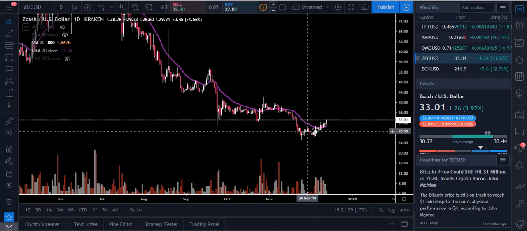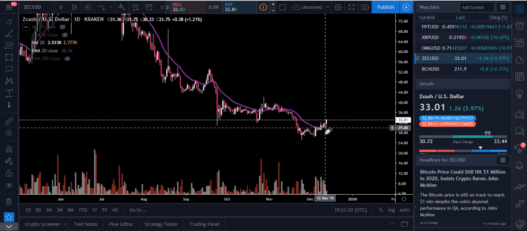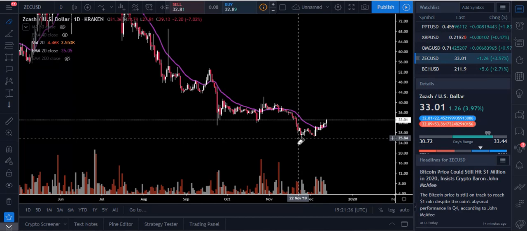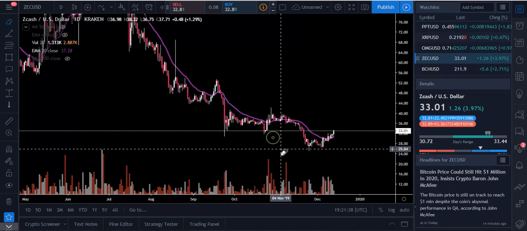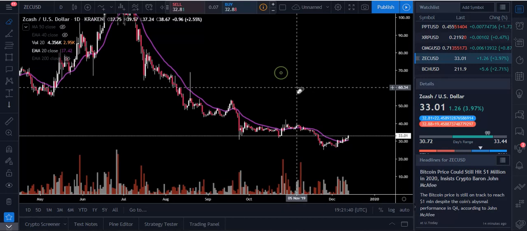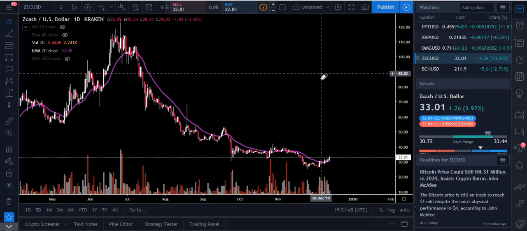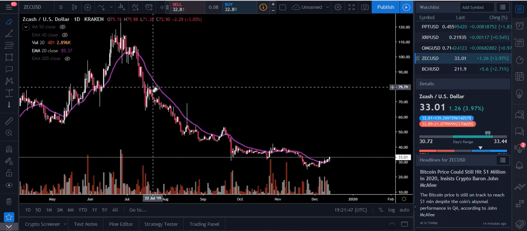But you can see how the trend is slowly changing, and this is how it has to change in the short term. So right now for Zcash, we're in a short-term uptrend, which we need to try to turn into an intermediate-term uptrend. And what I also like to look for is a stochastic cross with a candle close up above whichever moving average you're looking at.